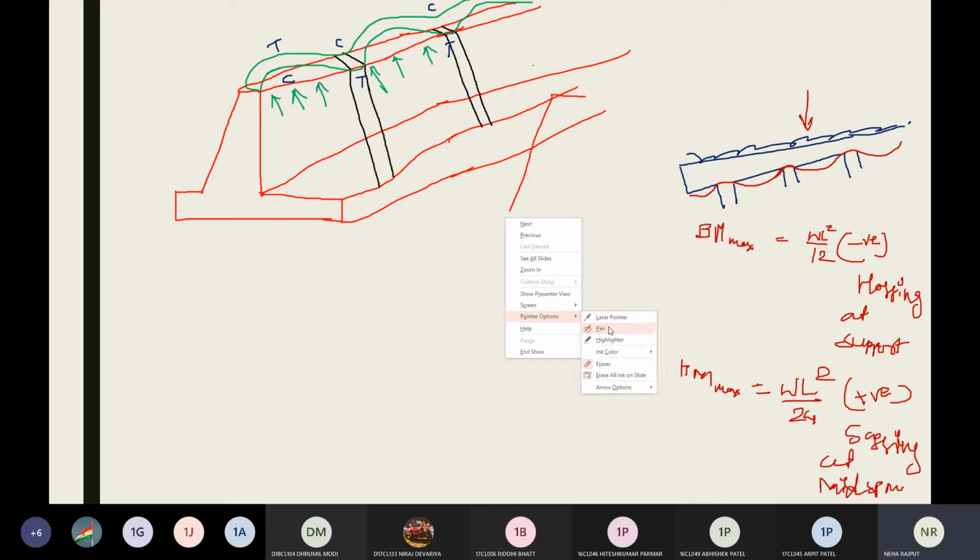You are getting the positive moment, and here you are getting the negative moment at support. So for this, the maximum bending moment is WL square by 24, and here that moment is WL square by 12.